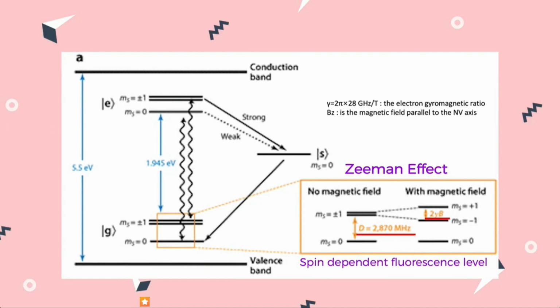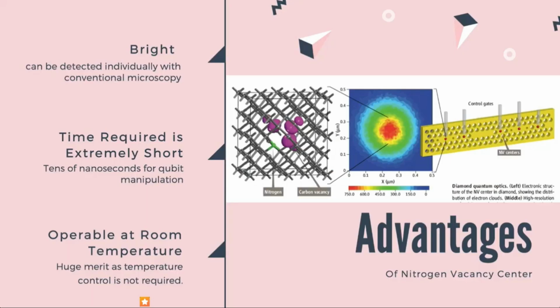So what happens when we apply a magnetic field? The spin dependent fluorescence level will be changed, and by observing that we can see how the defect affects the spin fluorescence level. So it forms the basis of magnetic field sensing. It has a strong application in magnetic field sensing.